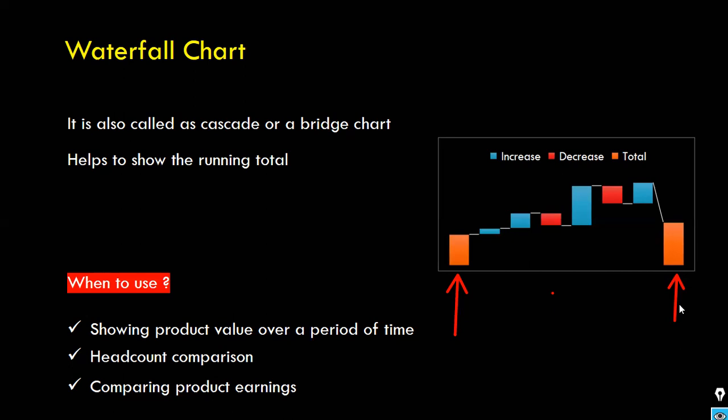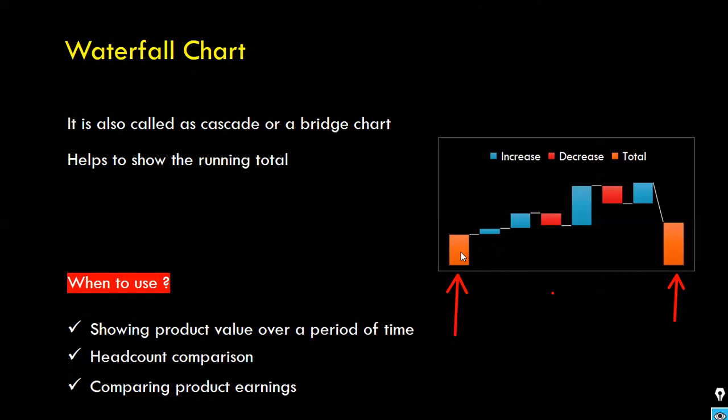Also, if you want to understand the product value over a period of time, how your product value went up and how it went down, what changes happened from the day you launched till date. If you want to do a head count comparison, you can go for a waterfall chart. If you want to compare product earnings, you can go for this. This waterfall chart is also called a bridge chart and cascade chart. And it also helps us show the running total.